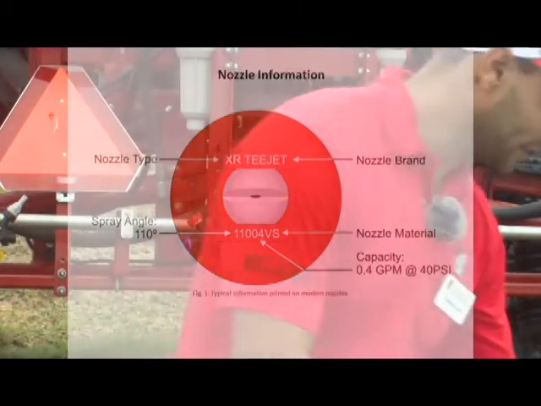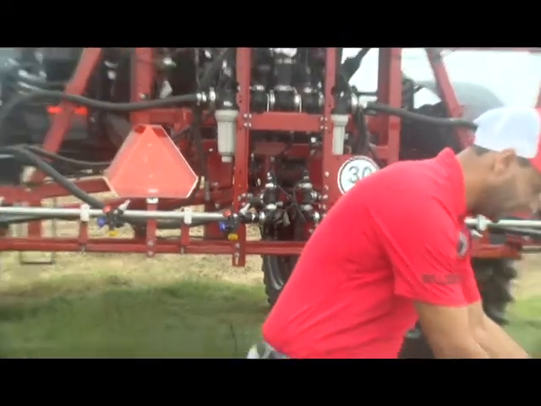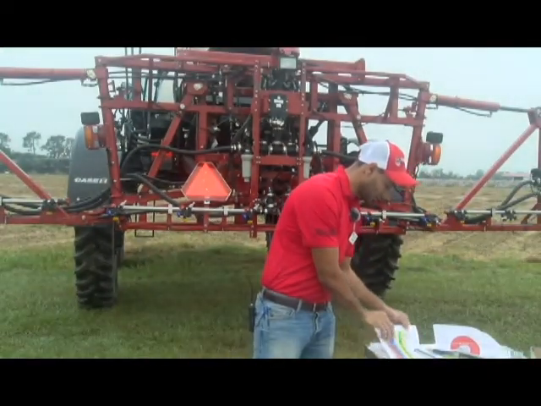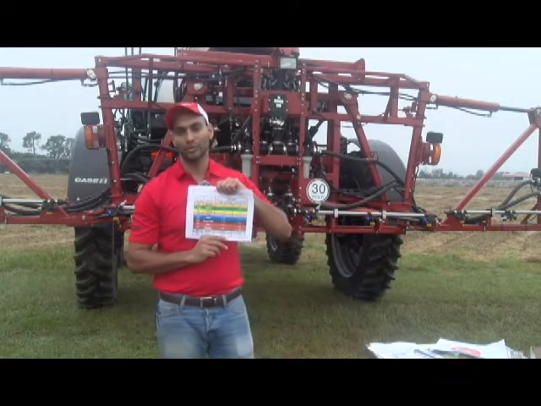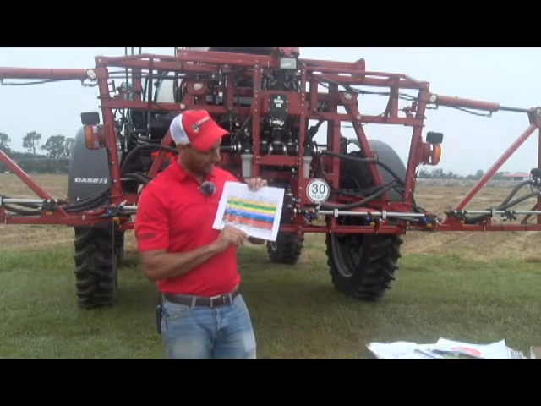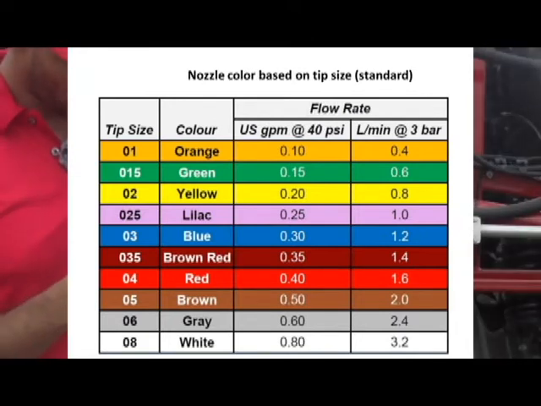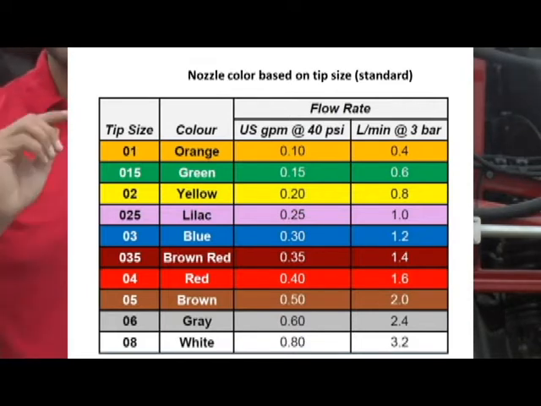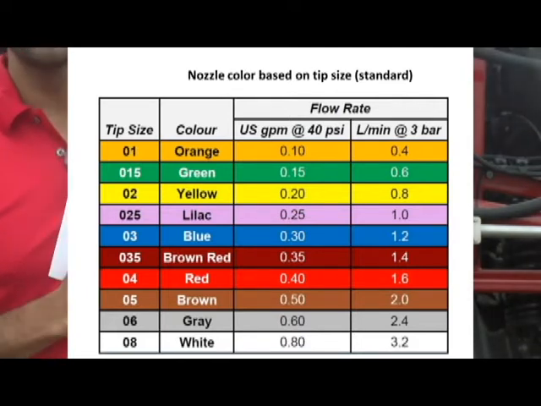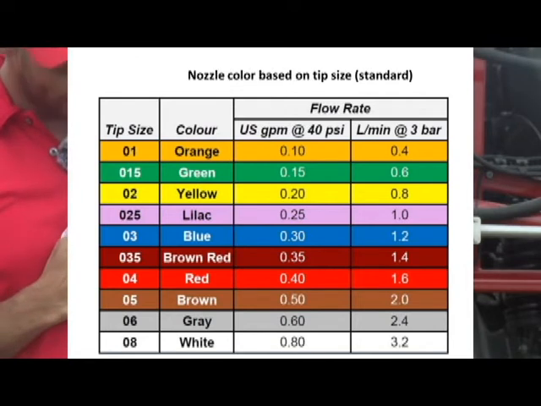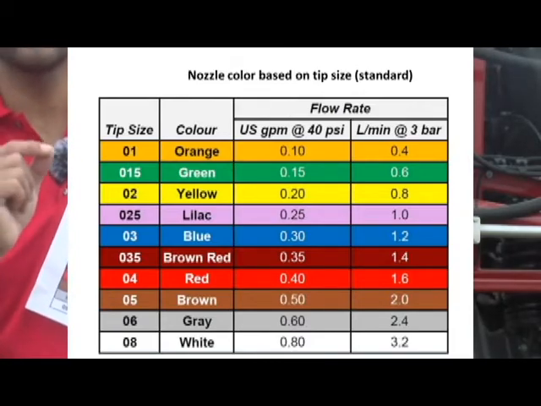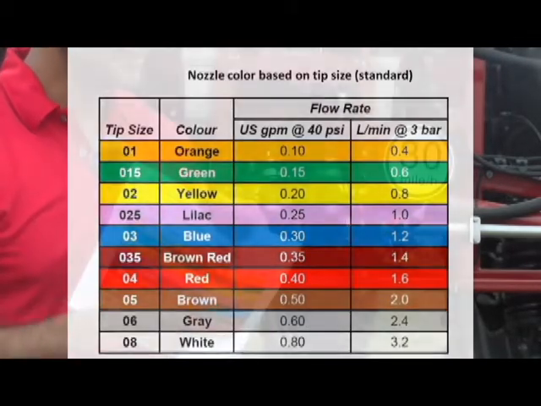So when you're reading or selecting your nozzle, like I said, fortunately our spray industry has a very good standard. We have all these different types of color-coded nozzles, and it does not matter what brand nozzle you're using: at 40 PSI, if you have this color nozzle, its output should be 0.10, 0.15, 0.2. So that's a really good way to select a nozzle.